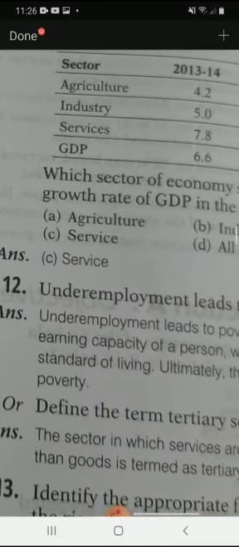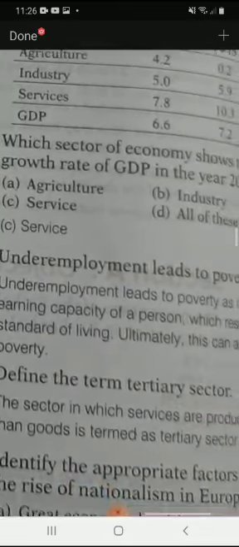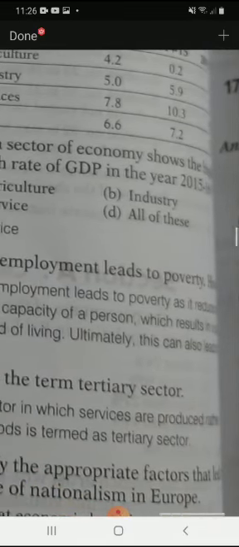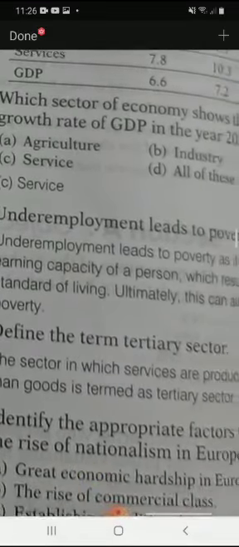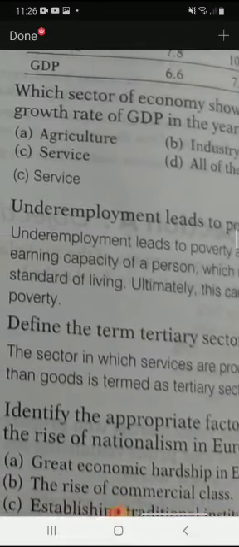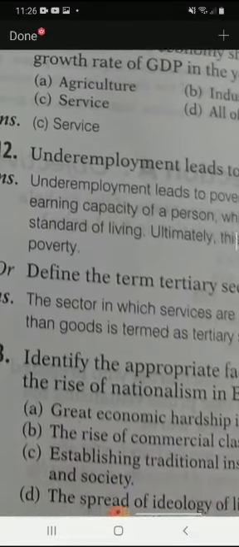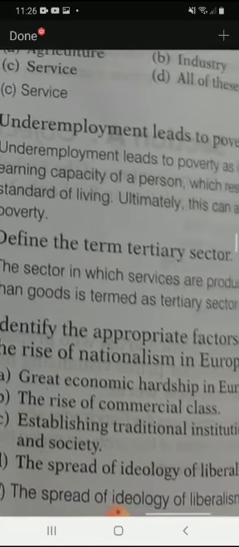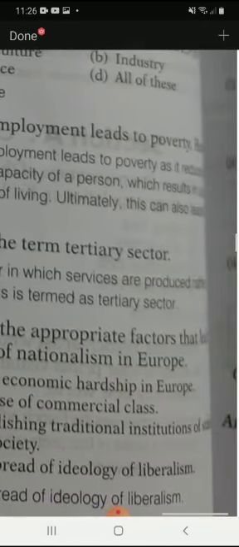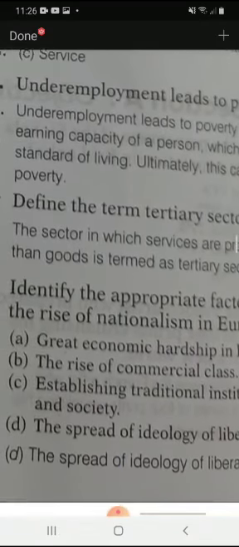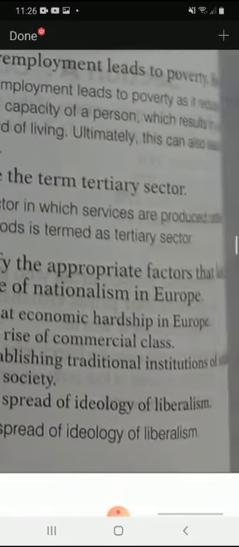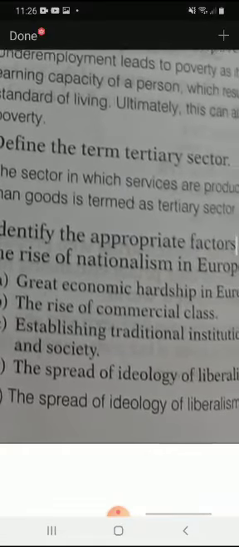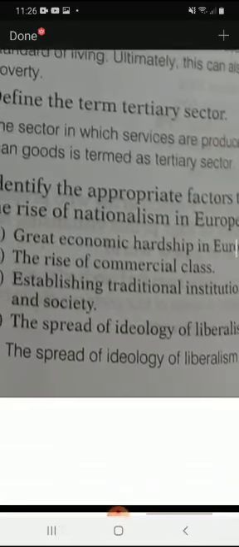What do you mean by underemployment? Underemployment leads to poverty and reduces the earning capacity of a person, which results in a lower standard of living. How is the term tertiary defined? The sectors in which services are produced. Identify the appropriate factor in the rise of nationalism in Europe. So that will be the spread of the ideology of liberalism.